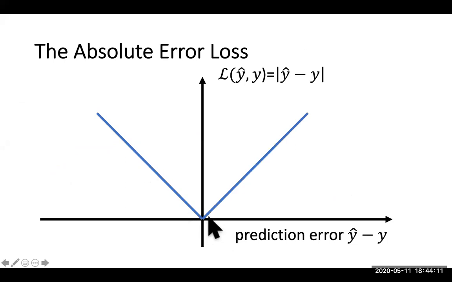The problem is here, this point here. At this point, it's not smooth. There is no derivative at this point. There is a corner. And this one single point with a corner makes the minimization difficult.